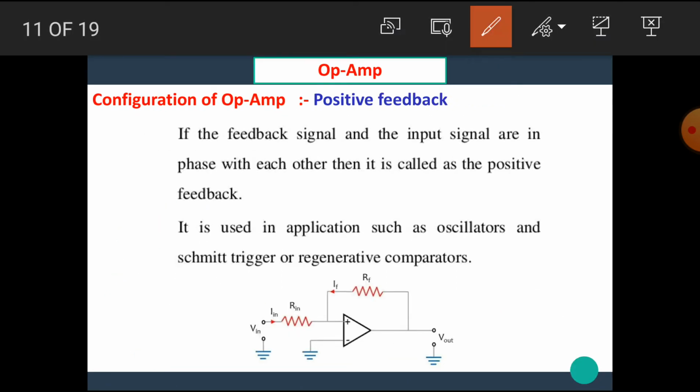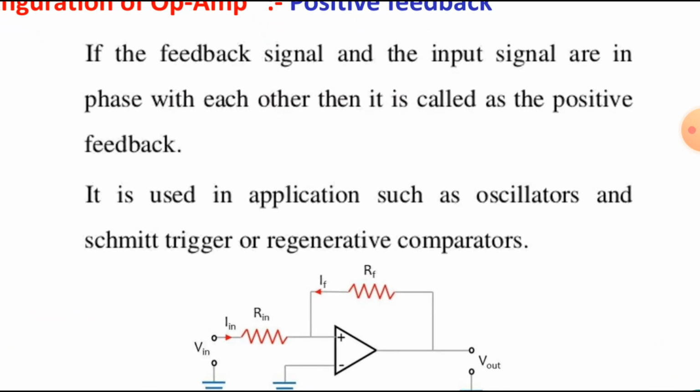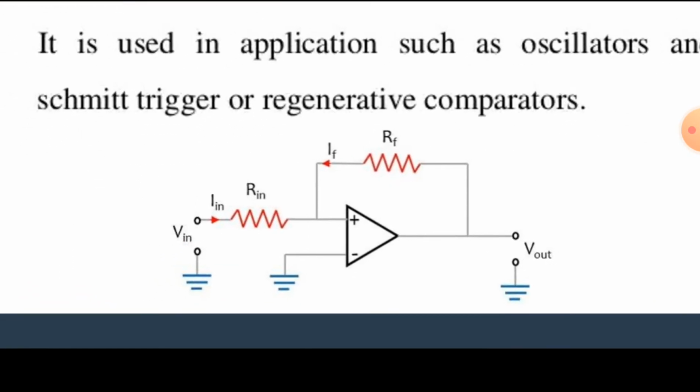Let's see once again the positive feedback. If the feedback signal and the input signal are in phase with each other, then it is called positive feedback. It is used in applications such as oscillators and Schmitt triggers or regenerative comparators. That means in positive feedback we see the connections here.